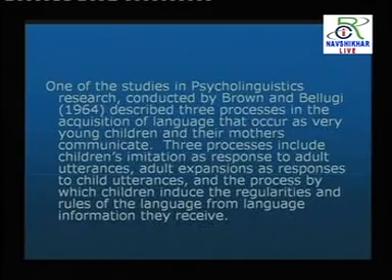After the child repeats, then we expand. The ball is red, the ball is green, the ball is small, the ball is big. And then the process by which children include regularities and rules of language. Gradually the child starts learning the rules of language. The first rule he or she learns is that there has to be a subject, a verb and an object. And this is how the process goes.